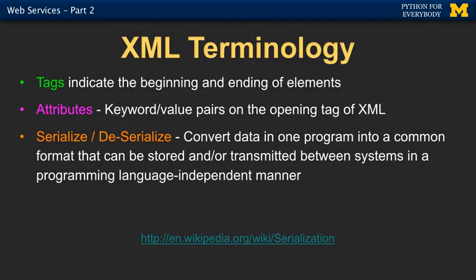Attributes are key value pairs on the start tag. Serialization and deserialization is the act of taking from an internal structure in one programming environment, sending it across the network. Deserialization is receiving across the network and translating back into an internal structure on the destination computer.